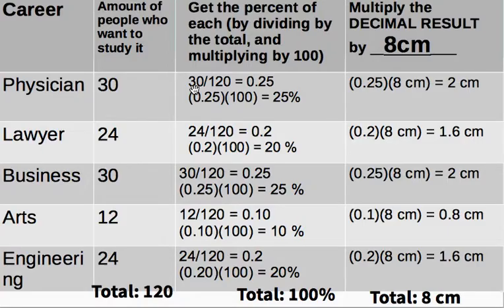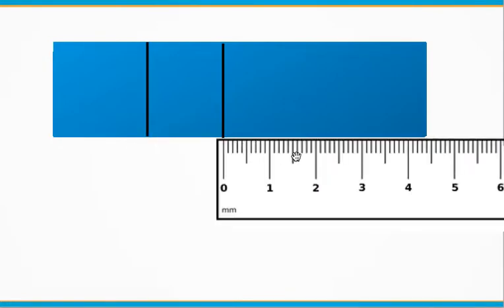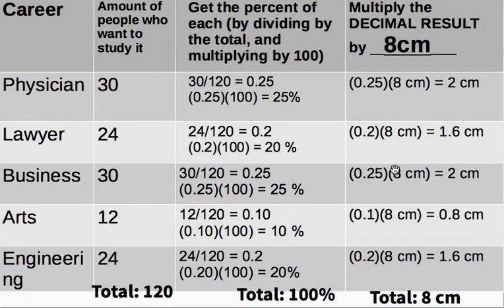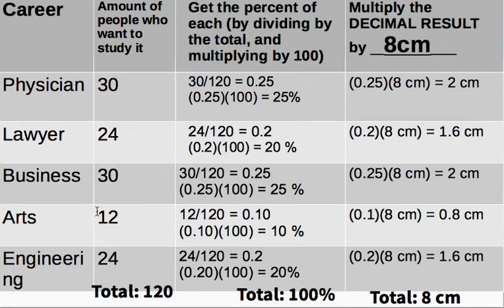Now what do I have to do next? I'm going to do the business one, which is 2 centimeters. Do I still draw 2 centimeters starting from here? No, no, no. I got to slide the ruler first to the previous line that I just drew, and then I measure my 2 centimeters, which is about there. There you go. This is the category for business. We're done with that. Let's go to the next section, which is arts.